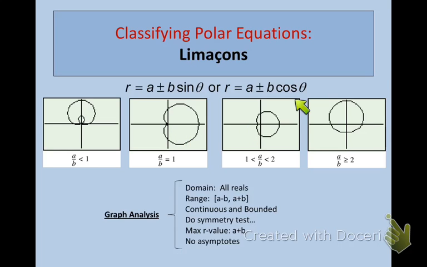X, X, Y, right? So visually, it's pretty easy to tell. Sometimes you're going to have to do that analysis before you graph it so that you can use it to your advantage in your graph. Okay? Your maximum R value here is going to be A plus B. And of course, there's no asymptotes.